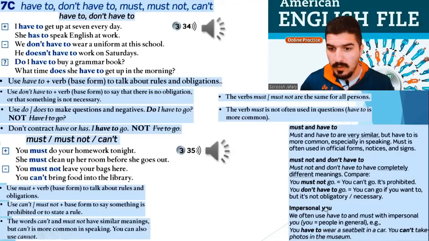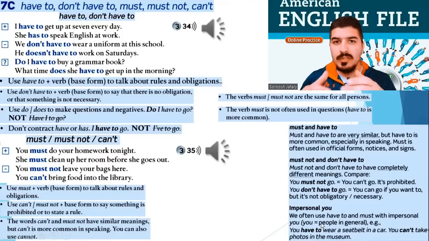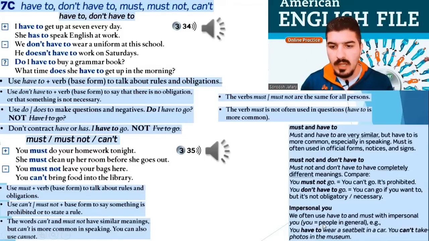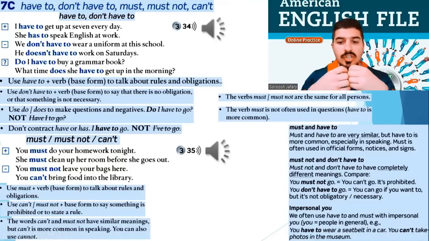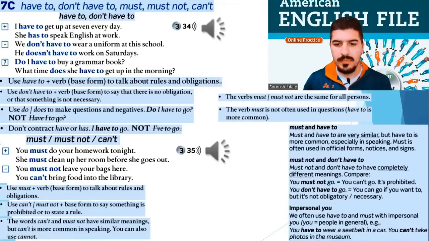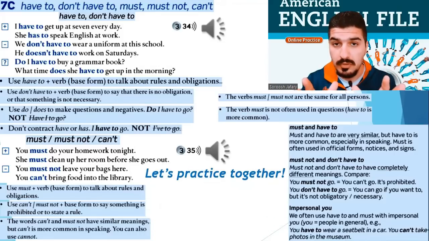Now, impersonal you. Pay attention to this one. We often use have to and must with impersonal you. You, it means people in general. Okay, for example, you have to wear a seatbelt in a car. You can't take photos in the museum. We refer to general people, all right? Not just a specific person. All good. Now you know what you're supposed to do.